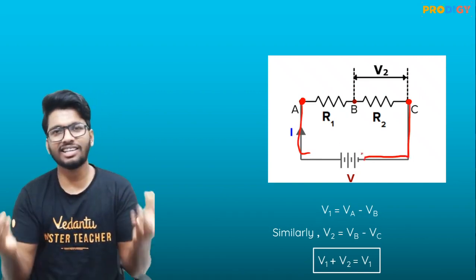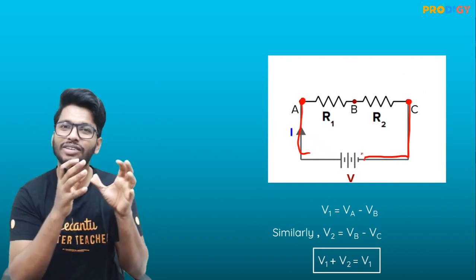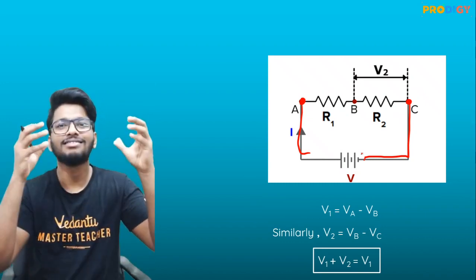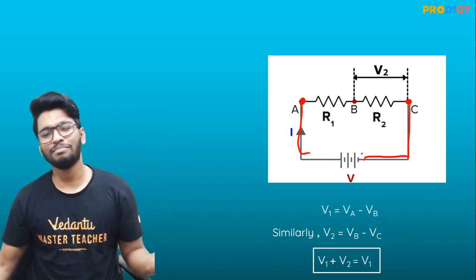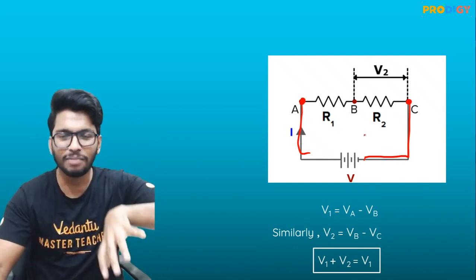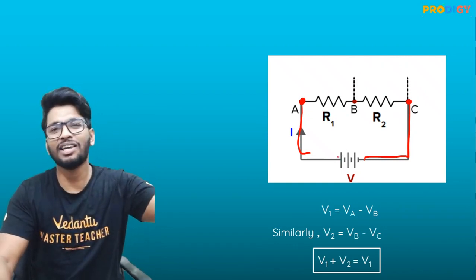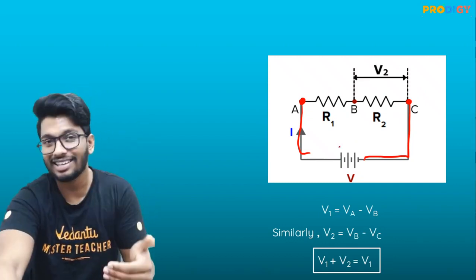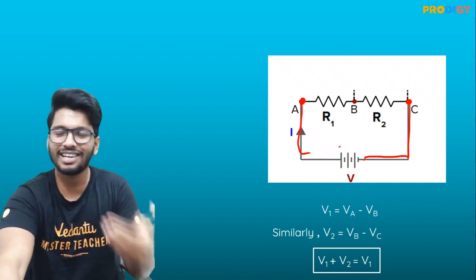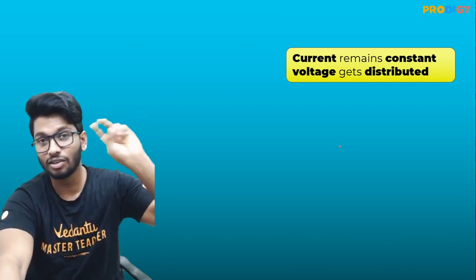The battery is basically connected to these 2 points itself. So whatever is the potential difference that you get is equal to the potential difference applied by the battery. Simple. So whatever is the potential difference applied by the battery, which is V, it will be equal to V1 plus V2, because it is getting distributed. The voltage is getting distributed, but the current remains the same in the case of series connection. Alright. So yeah, guys, current remains constant, voltage gets distributed.